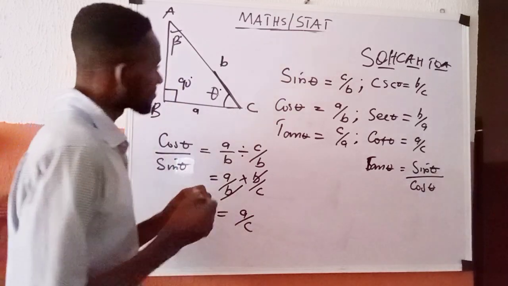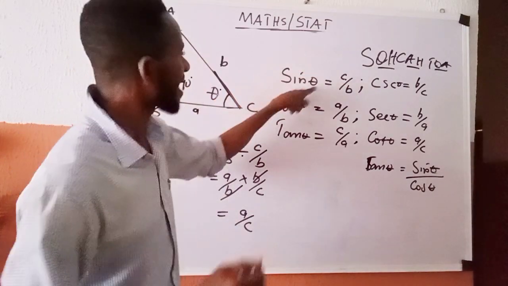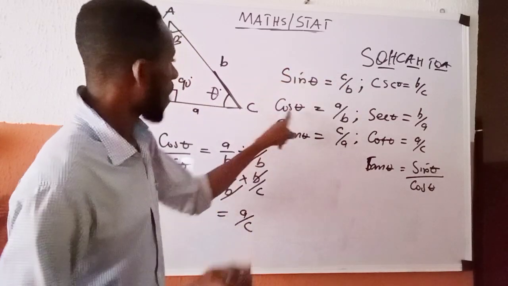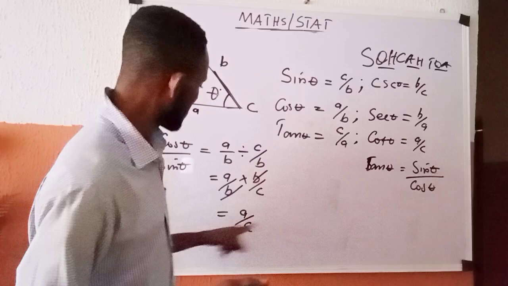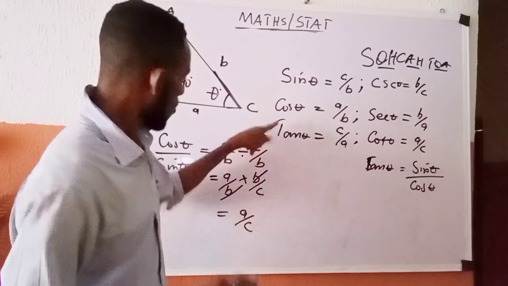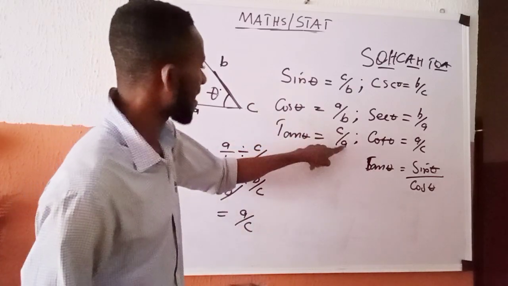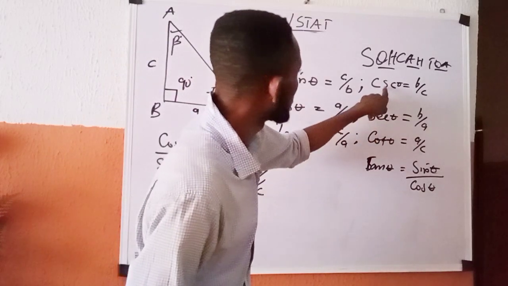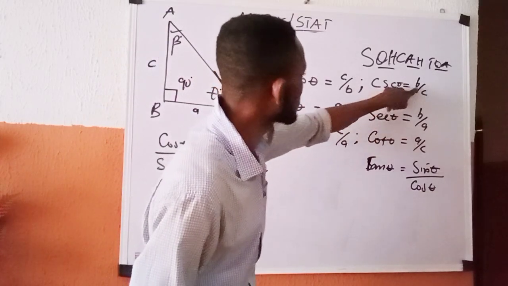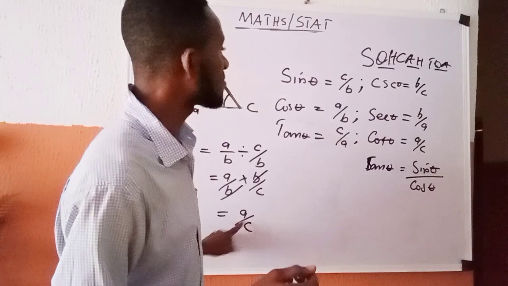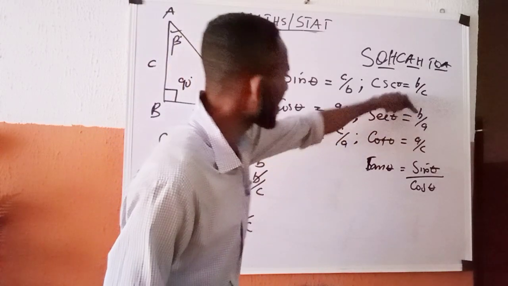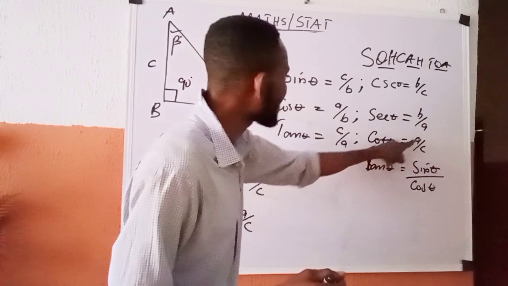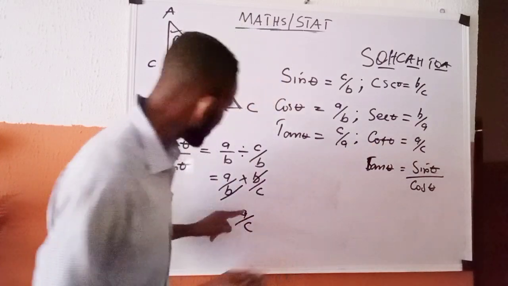We come back. While we have sin theta is C all over B, it is not the same thing with this. What we have cos theta is A over B, it is not the same thing with this. What we have tan theta is C all over A, it is not the same thing with this. What we had here is cosec theta is B all over C, it is not the same thing with this. Sec theta is B all over A, it is not the same thing with this. Cot theta is A over C, and this is A over C.